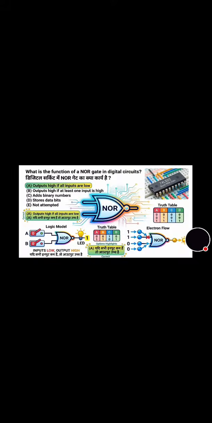Now move towards the next question. Next question is on the screen. What is the function of a NOR gate in digital circuits? And its correct answer is option A, that is outputs high if all inputs are low. Now move towards the next question, that is related to transformer. Magnetization current in a transformer produces dash dash in transformer core. And its correct answer is option B, that is flux.